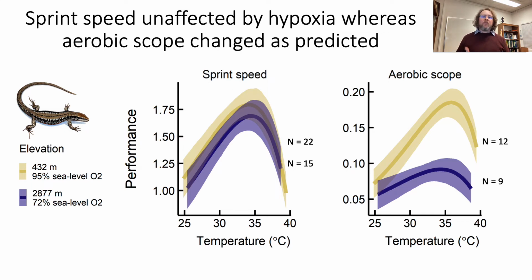And what we found was that at low elevation, the 2 curves are quite similar, sprint speed and aerobic scope. However, at high elevation, they differ quite dramatically, with sprint speed being unaffected at high elevation, while aerobic scope, the thermal performance curve has shifted exactly as we predict from hierarchical mechanisms of thermal limitation, with the peak performance dropping markedly and the optimum temperature for performance shifting to the left by approximately 2 degrees C.